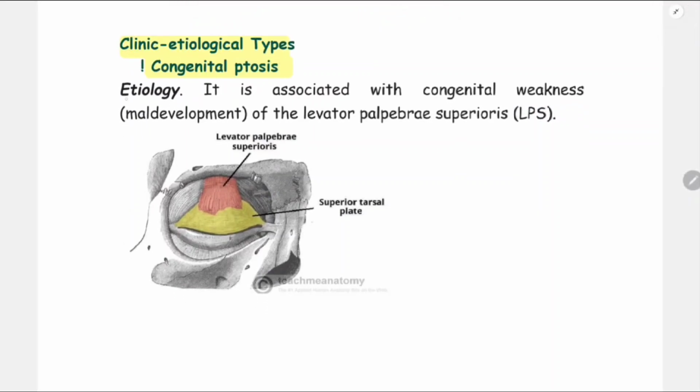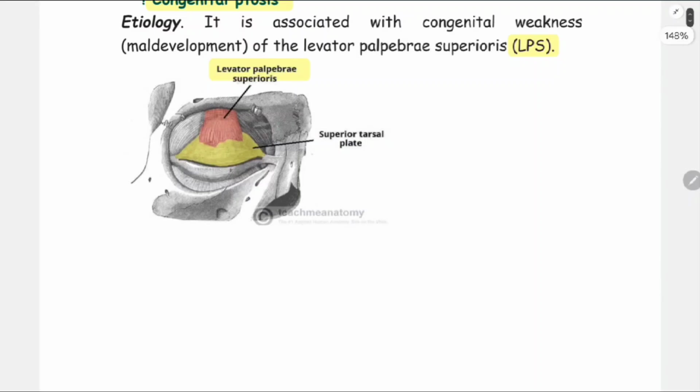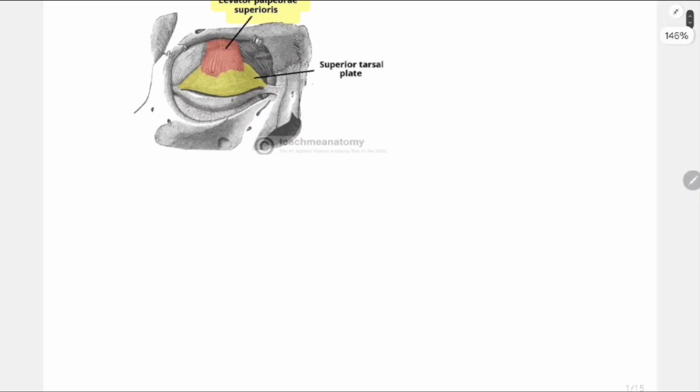First one is congenital ptosis. The etiology of congenital ptosis is that it is associated with congenital weakness or maldevelopment of the levator palpebrae superioris, that is the LPS muscle. Weakness of the LPS muscle is seen in congenital ptosis. This here is the LPS muscle.